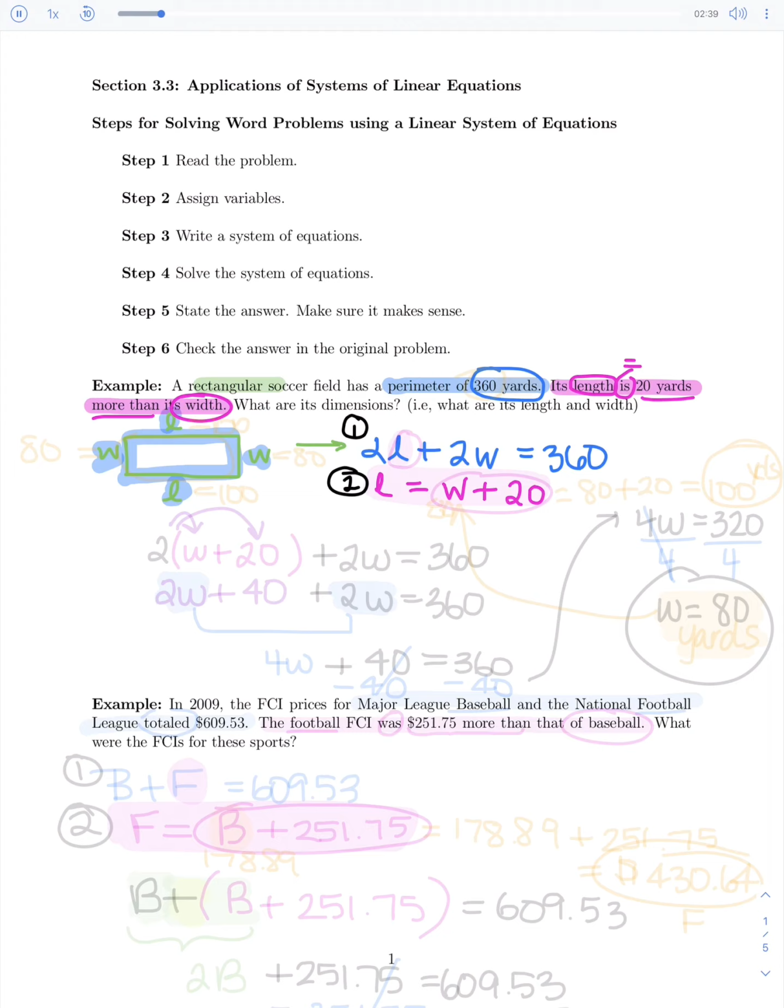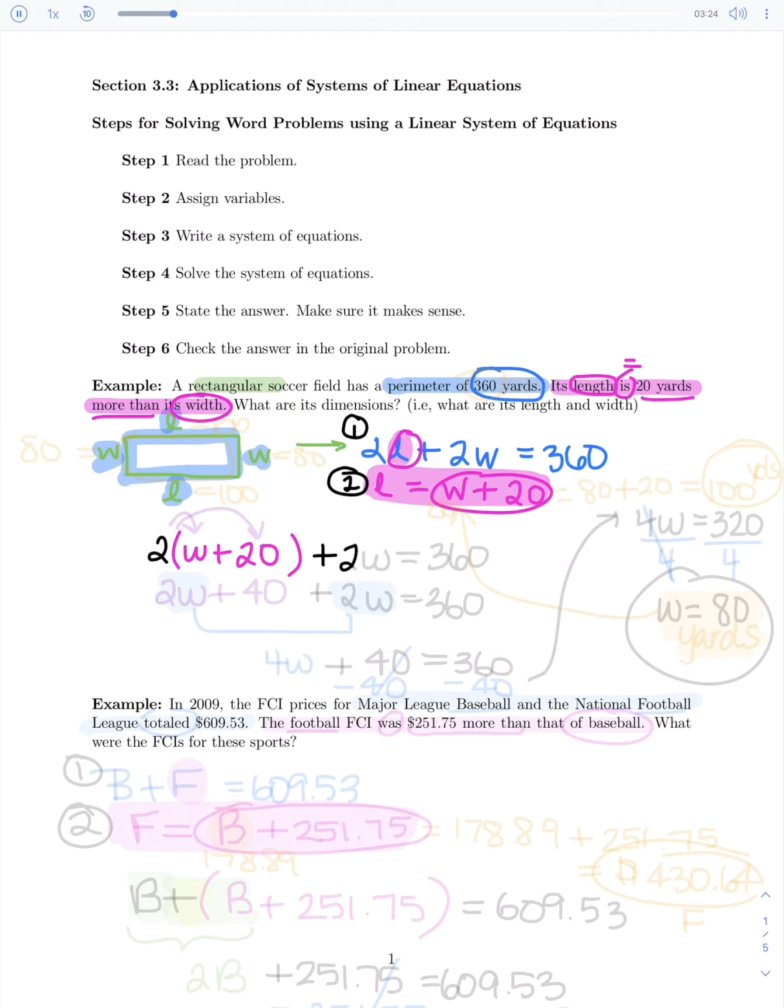Now notice, we did types of problems like this in the last section, and this one is actually already set up for substitution. Why? Because one of the equations already has L by itself. So what we can do is take that equation and replace it in wherever there's an L in the first equation. So let's go ahead and do that. Our first equation was 2L, and we're going to replace that L with W plus 20. Just like in the last section, when we plug anything in or substitute anything in, we need to put parentheses around it.